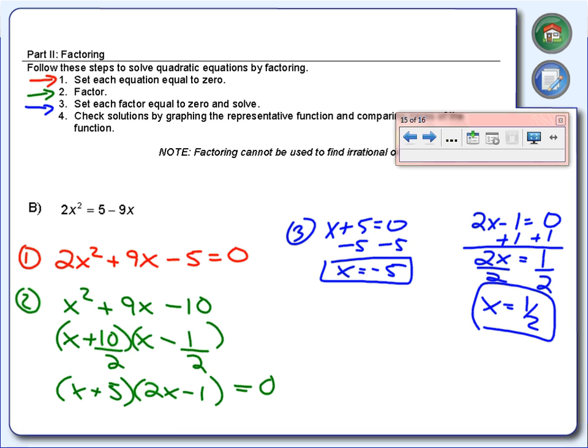What's another name we can use besides solutions? Roots. Okay, we can also call these roots. Is there a way I can check my answer with the calculator? Yes, we can always graph this and see if we have x-intercepts of negative 5 and 1/2. We're not going to do that because I want to make sure we get the other two done as well.